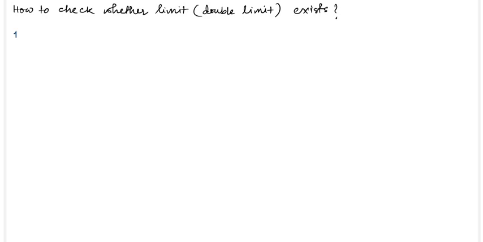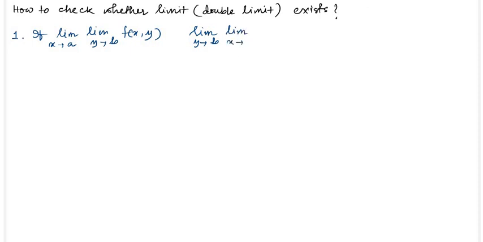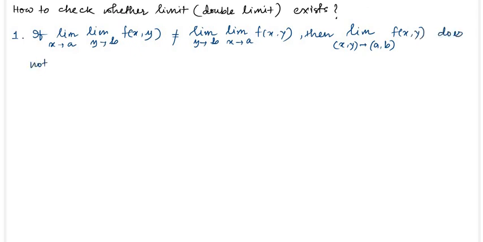One of the most important criteria to show that the limit does not exist is that if limit x tending to a and then limit y tending to b, f of xy, and the reverse one, that is limit y tending to b and then limit x tending to a, f of xy, are not equal, then we can say that the limit as xy tends to ab of f of xy does not exist.